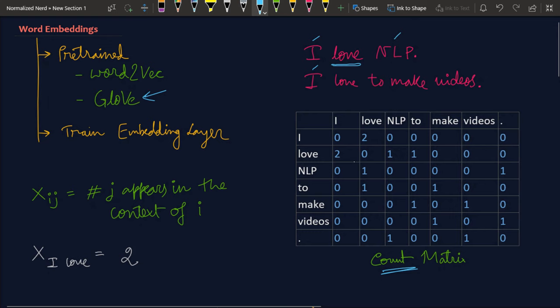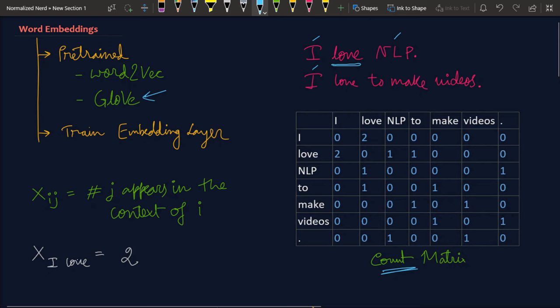Now, come to some of the notations, because these notations will be helpful for the rest of the video. The first thing here is X_ij, and this simply means the number of times the word j appears in the context of i. So for example here, X_i,love will be equal to 2, because "love" appears two times in the context of the word "I".